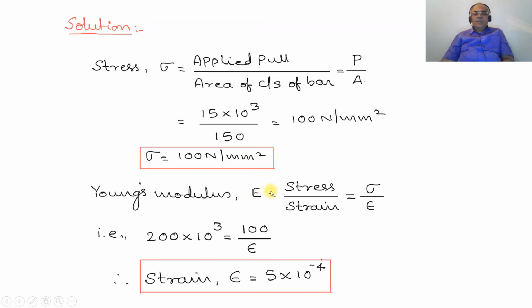Young's modulus E will be equal to stress divided by strain, that is sigma by epsilon. We know the Young's modulus which has been given, 2 into 10 to the power of 5, is equal to 100, because the stress we got here is 100, divided by epsilon. On cross multiplication, strain epsilon will be equal to 5 into 10 to the power of minus 4. Since it is strain, it is unitless.